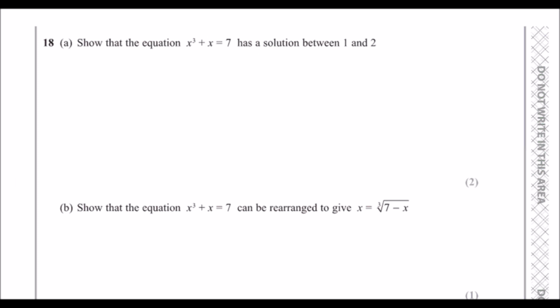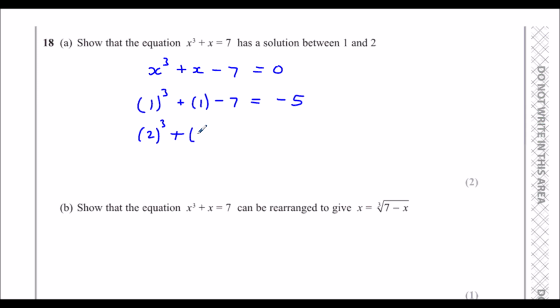Question 18. Show that x cubed plus x equals 7 has a solution between 1 and 2. So we're going to substitute in 1, substituting 2, and we're going to show that 1 is each side of 7. So we can either leave it like this and show it's each side of 7, or subtract 7 and then show it's each side of 0. I'm going to subtract the 7. So x cubed plus x minus 7 equals 0. So if I substitute in 1, I've got 1 cubed plus 1 minus 7, which is negative 5. If I substitute in 2, I've got 2 cubed plus 2 minus 7, which is 3.